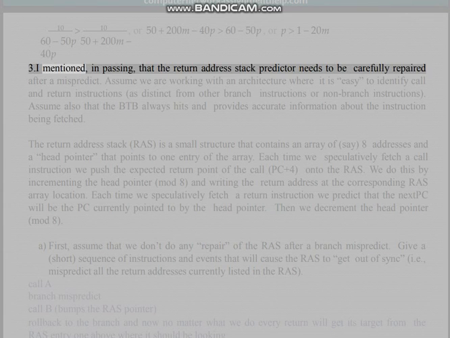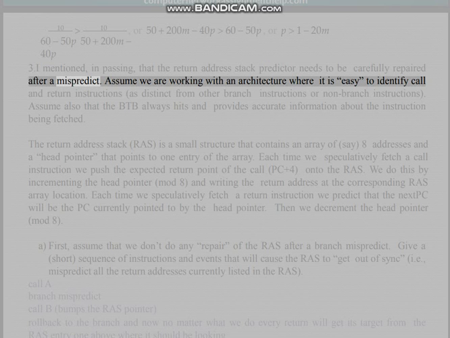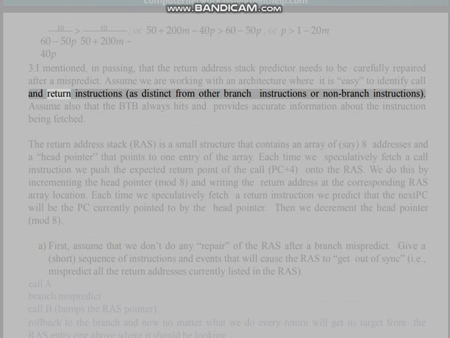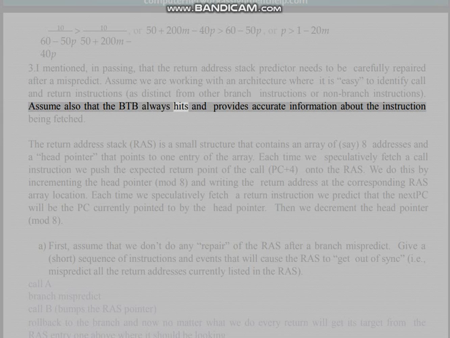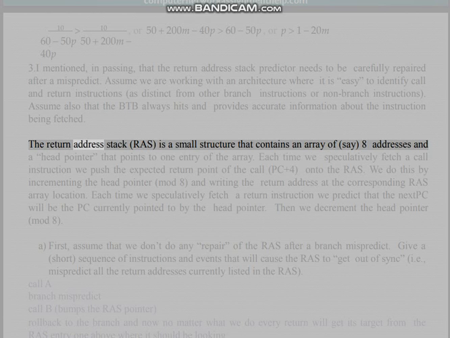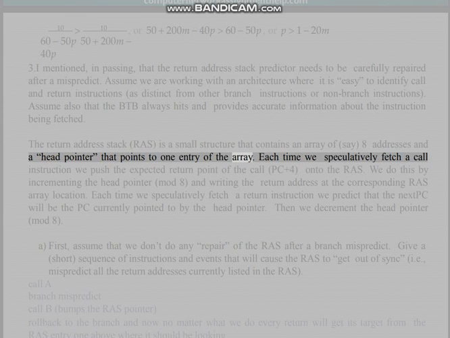3. I mentioned, in passing, that the return address stack predictor needs to be carefully repaired after a mispredict. Assume we are working with an architecture where it is easy to identify call and return instructions, as distinct from other branch instructions or non-branch instructions. Assume also that the BTB always hits and provides accurate information about the instruction being fetched. The return address stack, RAS, is a small structure that contains an array of, say, 8 addresses and a head pointer that points to one entry of the array.